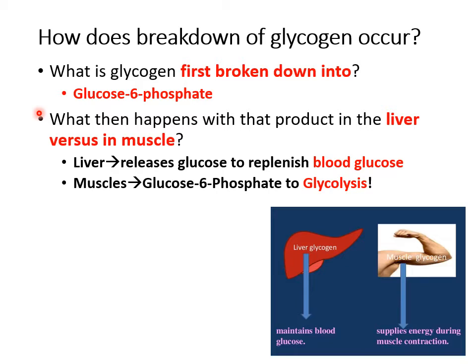Whereas in muscle, instead of hydrolyzing that glucose 6-phosphate to give glucose, the glucose 6-phosphate goes into glycolysis, and glycolysis is the pathway that will allow for a lot of energy to be created. That's important because your muscles, when they're contracting and when you're moving them around, need energy. So going into glycolysis is very valuable for the muscles.